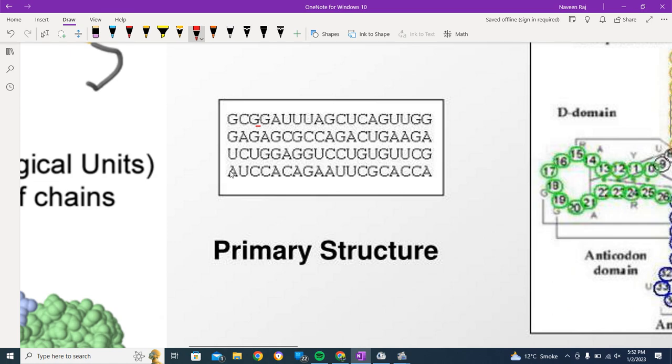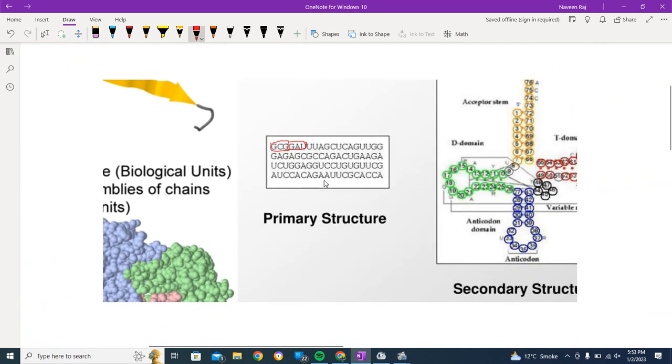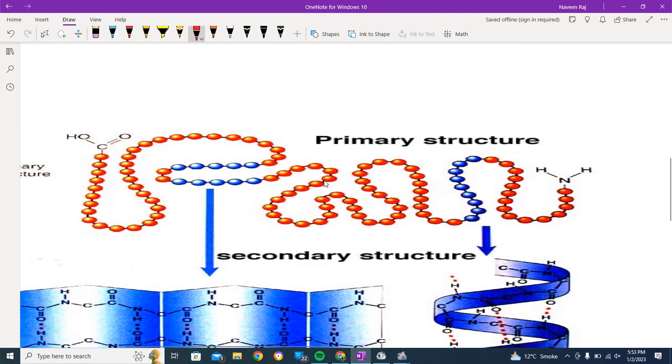You can see that this is a simple linear code. There is not that much complexity. We have simple linear codes. This is one code, GCG. Then we have this, like we can make blocks of three. So this is how the primary structure works. I do hope that you got it. In this you're going to see that this is the primary structure.